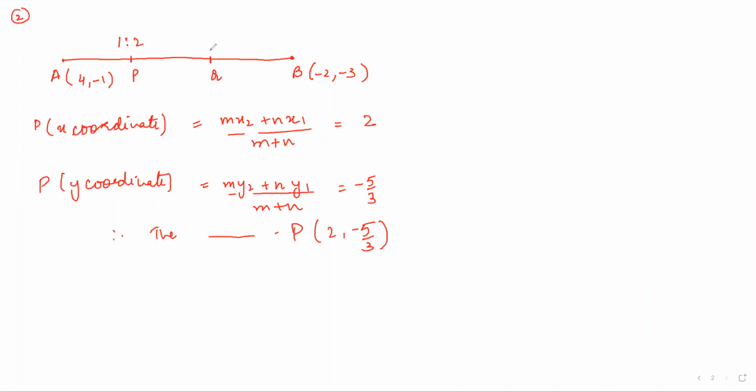Now come to Q. So now in which ratio is Q dividing AB? 2:1. Very good. And similarly, you can find Qx coordinate and Qy coordinate. Understood? So this time, your ratio will be 2:1. M will be 2 and N is 1. Okay. So question number 3 now.